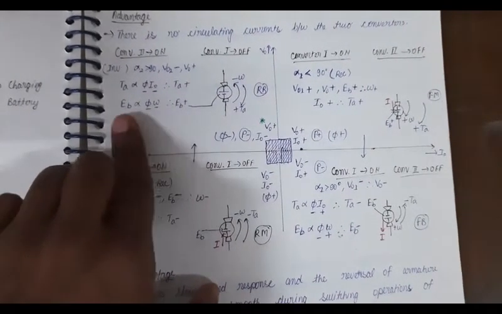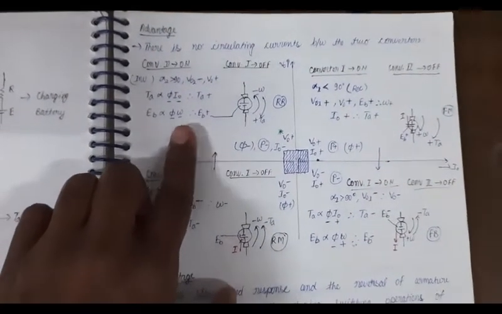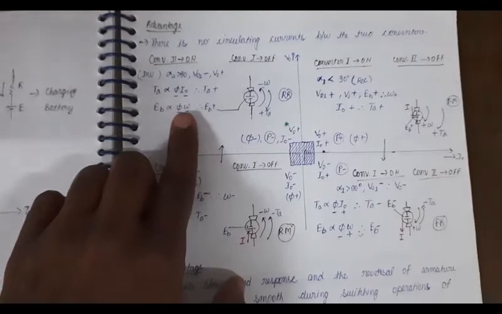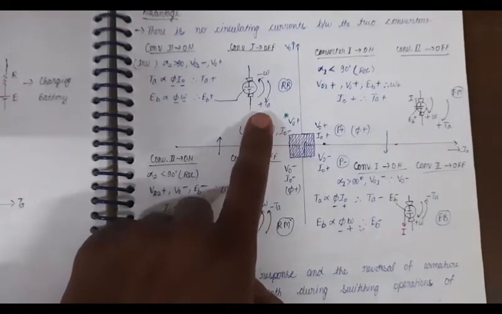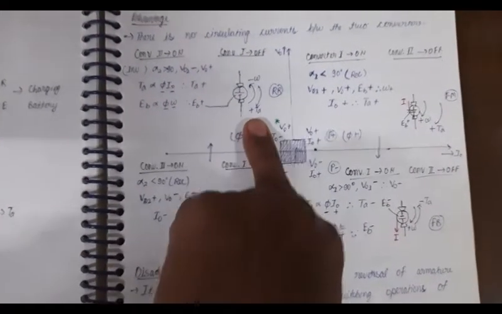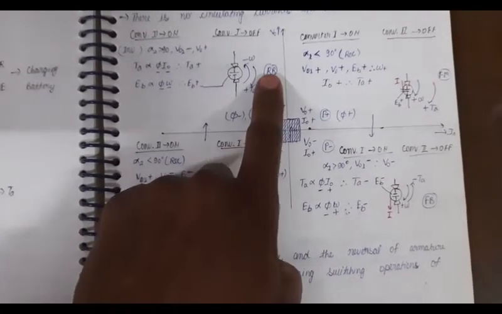EB is proportional to phi omega. So actually the EB becomes positive. EB becomes positive and current is negative, but the output voltage is positive. You can see here as the direction is shown. Torque is positive because flux and current both are negative. So here it will be in reverse braking mode.